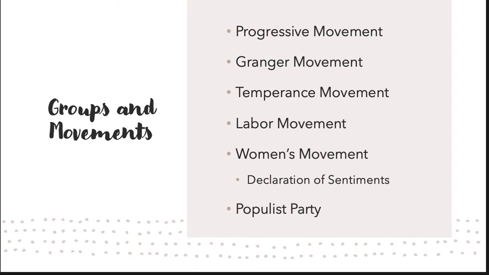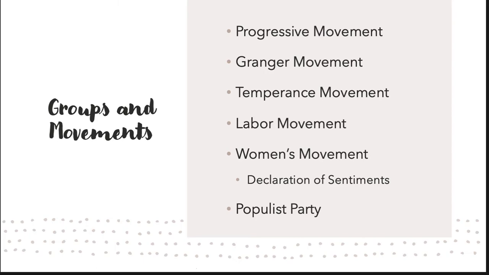The Granger movement, this is going to be the movement of the farmers, agriculture, asking for the government to regulate railroads, asking for the government to regulate the banks. Remember, we wanted to get help for the farmers who were not being paid attention to, or at least being helped the way that they wanted to be helped.